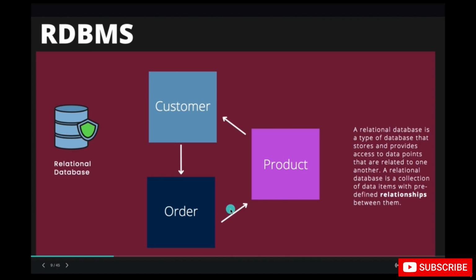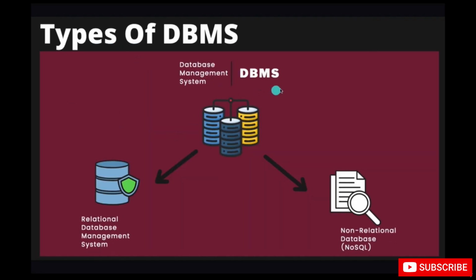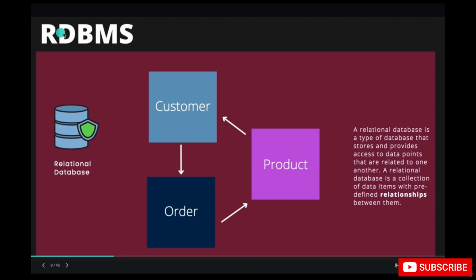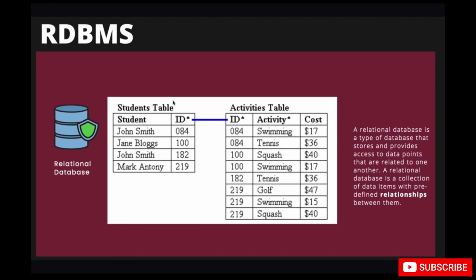So this is an example over here. Let's say we have the students table, and then we have the activities table. On the students table we have an ID, which is for the particular activity that the student is involved in. If you want to see the activity that a particular student is involved in, pick, for instance, the first one, John Smith. The activity that the person is involved in is indicated as 084.